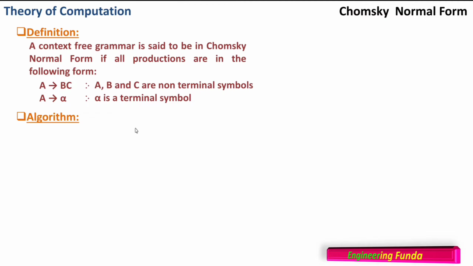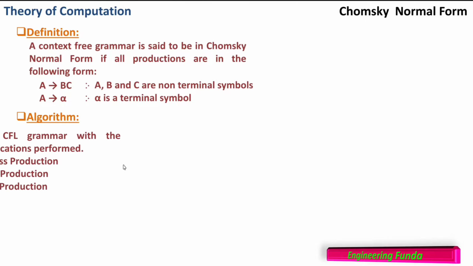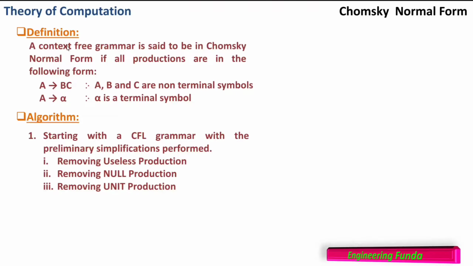So there is an algorithm for this. That means for a context-free grammar, to convert it into a Chomsky normal form, we have this algorithm. The first step says, start with a context-free grammar with the preliminary simplification performed. So for a context-free grammar, first we have to do the simplification. That means we have to remove useless productions, null productions and unit productions.